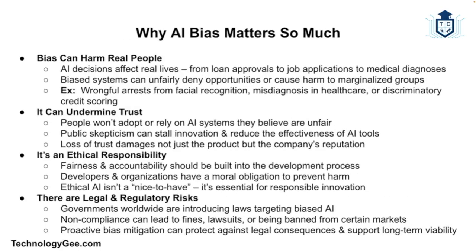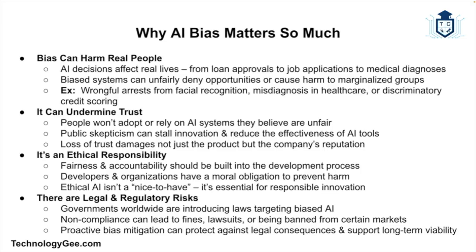So now you might be thinking, okay, bias does exist, but is it really that serious? And the answer is absolutely. And here's why. Bias can harm real people. So whether it's denying someone a loan, flagging someone unfairly as a security risk, or misdiagnosing a patient, AI bias does have real world consequences. Also, it can undermine trust. So if people don't trust AI to treat them fairly, they won't use it. And trust is essential for widespread adoption.